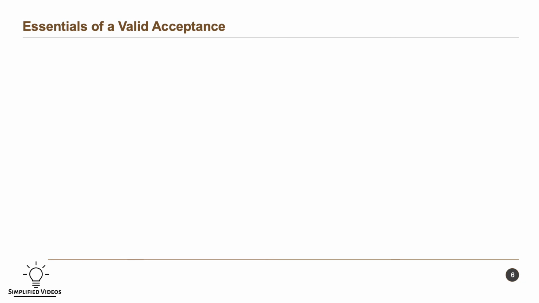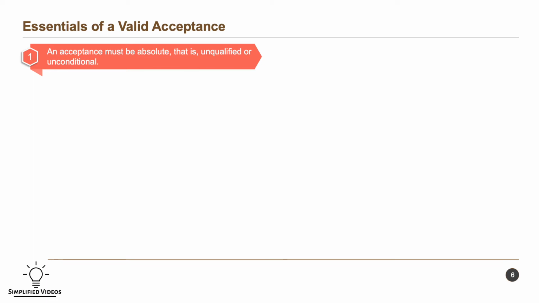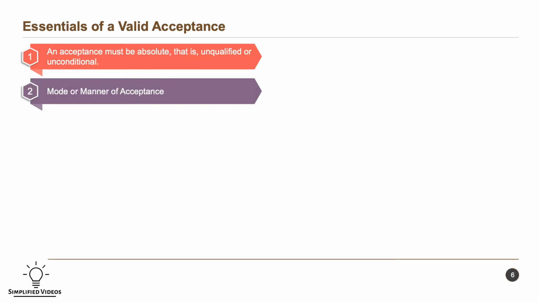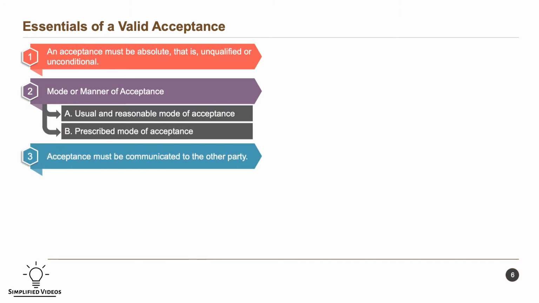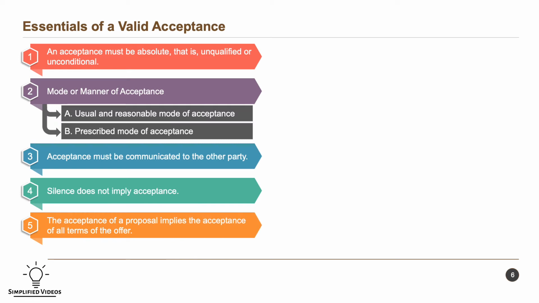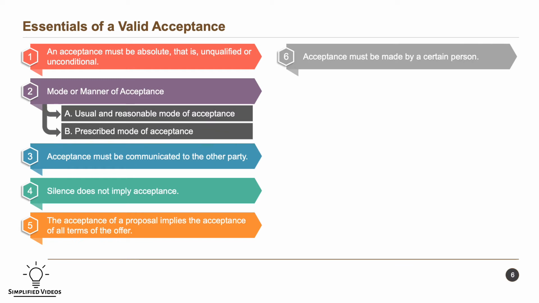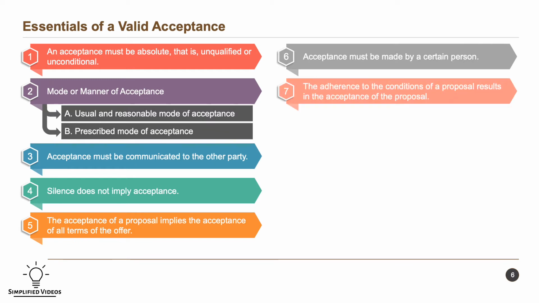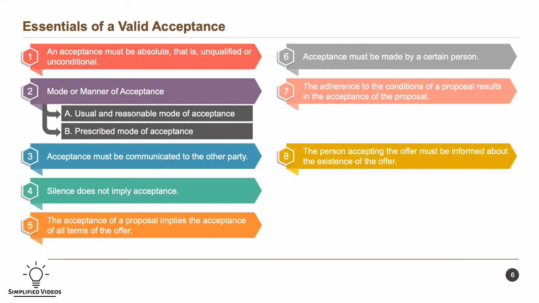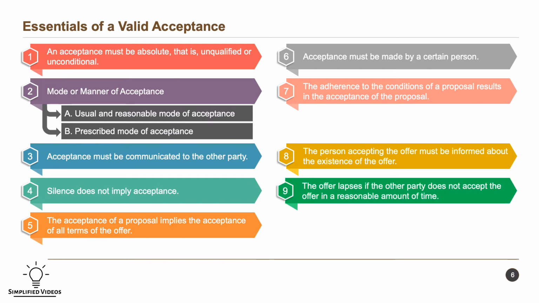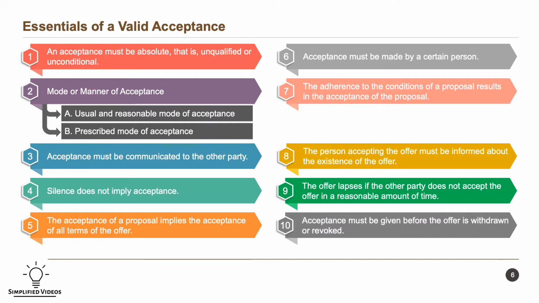Essentials of a valid acceptance are: an acceptance must be absolute, that is, unqualified or unconditional. Mode or manner of acceptance can be usual and reasonable mode of acceptance or prescribed mode of acceptance. Acceptance must be communicated to the other party. Silence does not imply acceptance. The acceptance of a proposal implies the acceptance of all terms of the offer. Acceptance must be made by a certain person. The adherence to the conditions of a proposal results in the acceptance of the proposal. The person accepting the offer must be informed about the existence of the offer. The offer lapses if the other party does not accept the offer in a reasonable amount of time. Acceptance must be given before the offer is withdrawn or revoked.